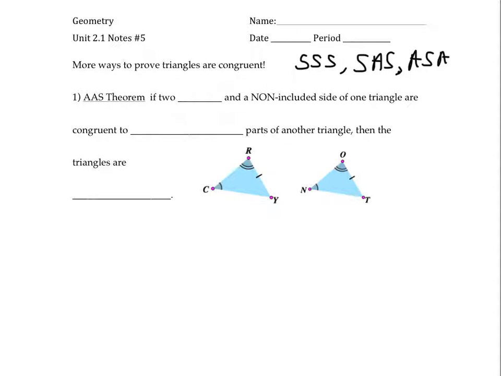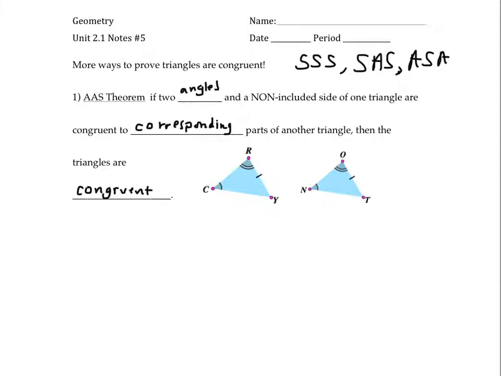So in our first method for today, it's called the AAS theorem, angle, angle, side. If two angles and a non-included side of one triangle are congruent to corresponding parts of another triangle, then the triangles are congruent.